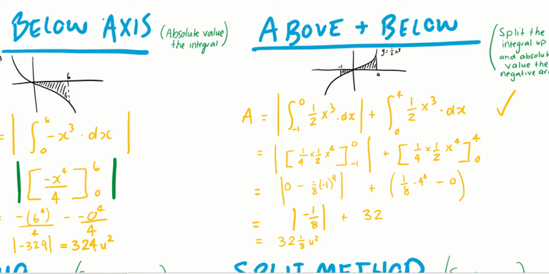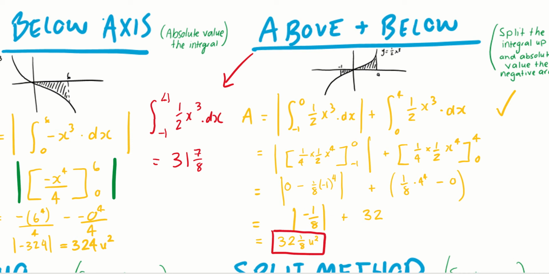So I'm just going to make a little side note over here. If a question asked you to find the integral between 4 and -1 of this function, it mentioned nothing to do with area, it just wants the integral. What you would get is this. But when it asks you for the area, what you get is 32 1/8.